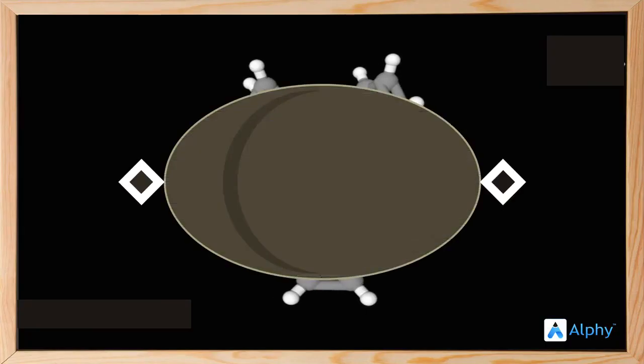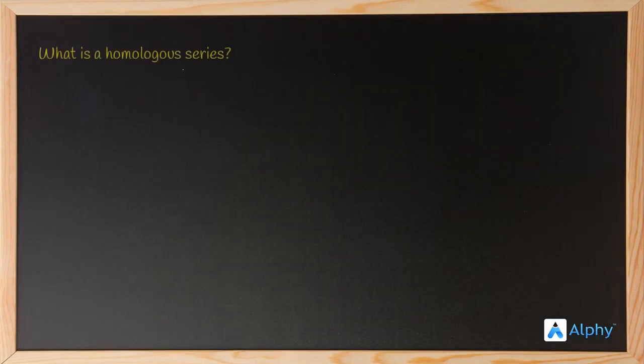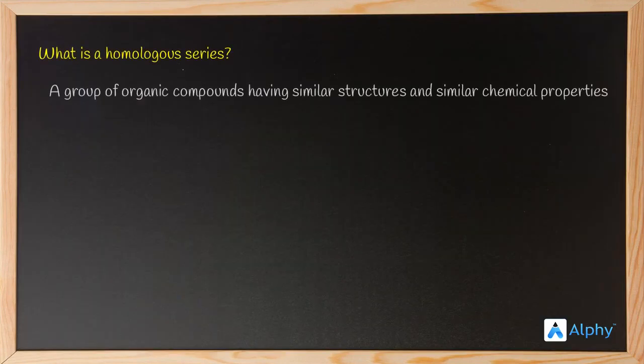In this video, we will discuss homologous series. So what is a homologous series? A group of organic compounds having similar structures and chemical properties are called a homologous series. Now let us see the characteristics of homologous series.